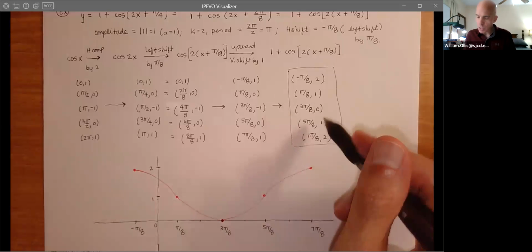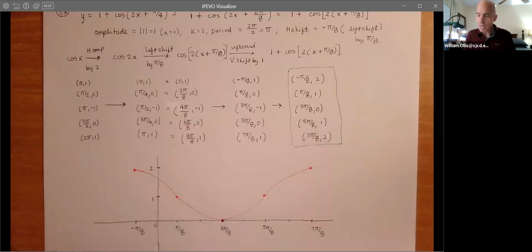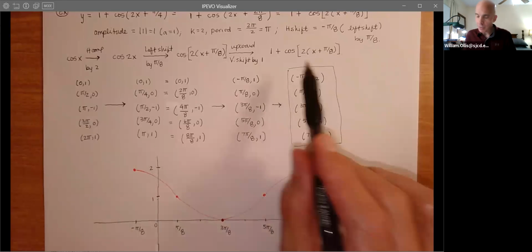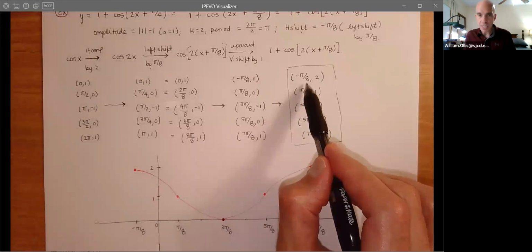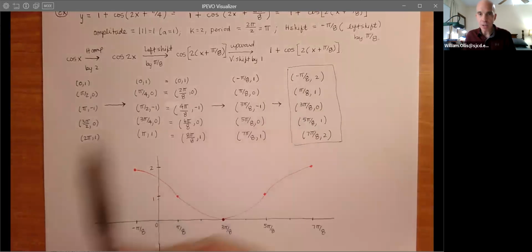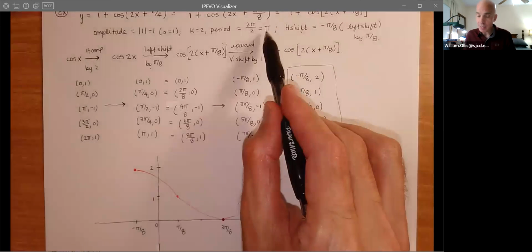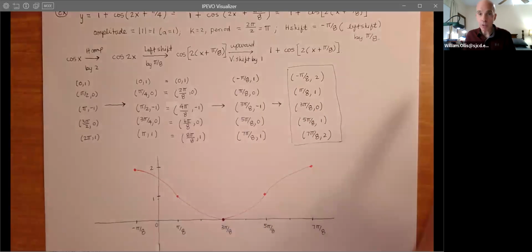And with these points, you can generate any new points. You can add the period to these points and get any point you like, in pi in this case, to get any point on the curve with the same output.